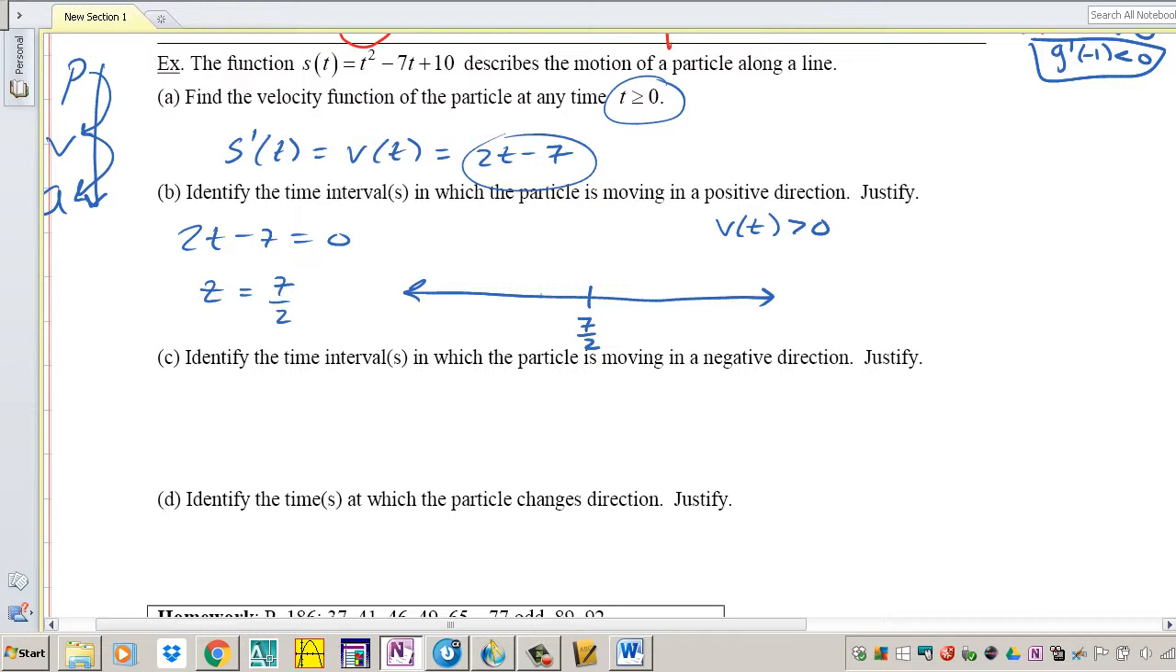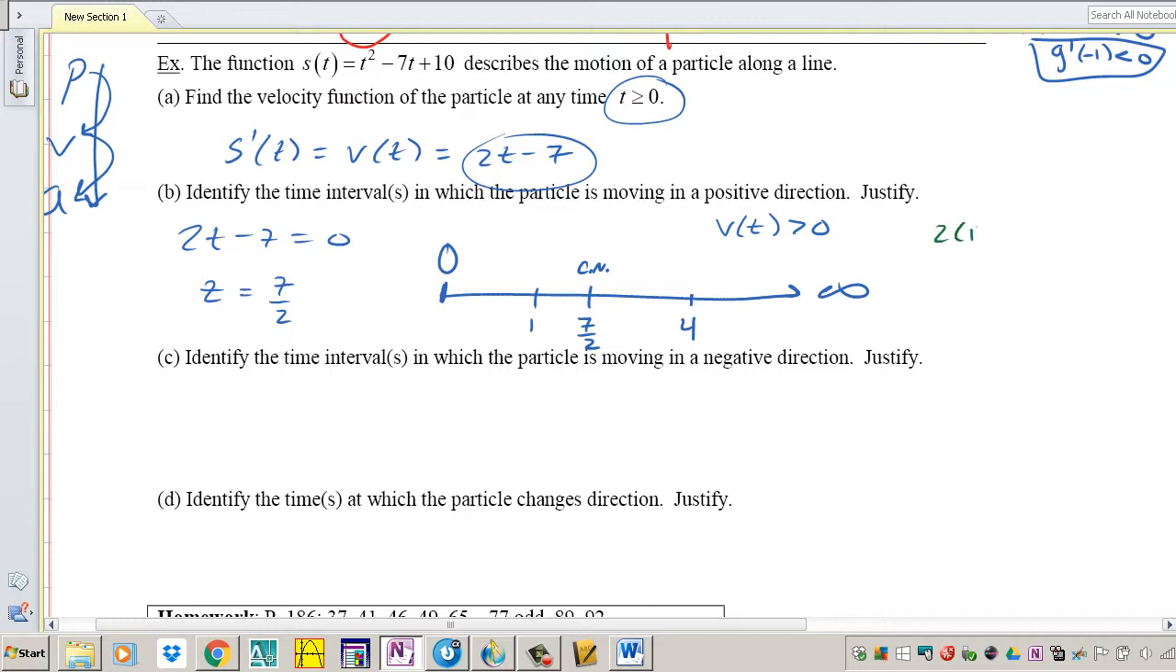So I'm going to use a number before 3.5. I'm going to choose 1. And remember, I'm restricted because t cannot be anything less than 0. So my number line actually starts at 0 and it ends at infinity because I don't know when it'll stop. This is my critical number. What's the number after 3.5? And that is 4.